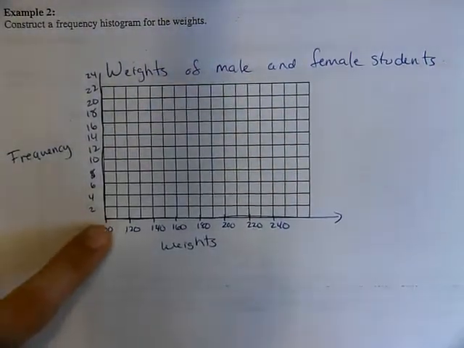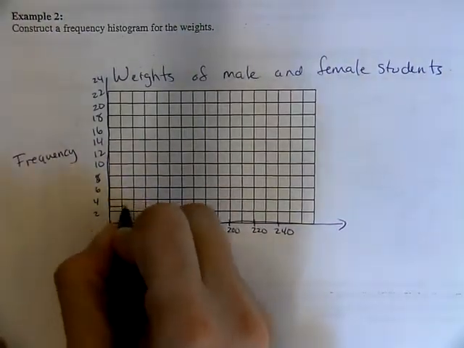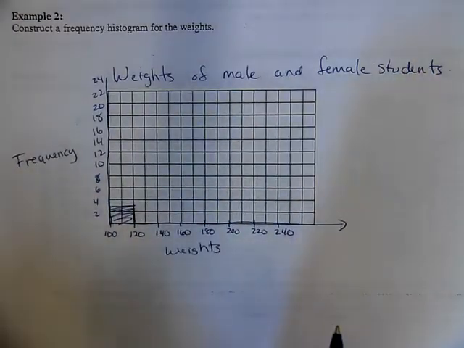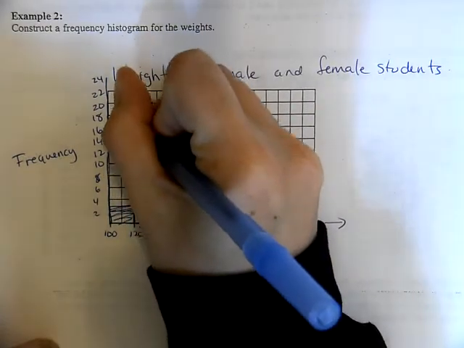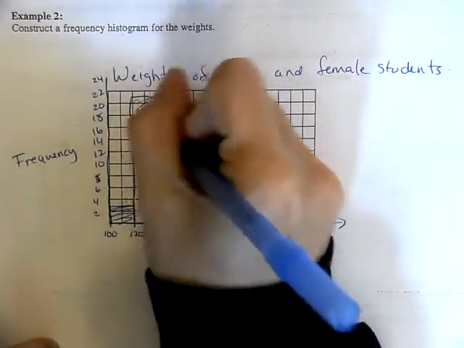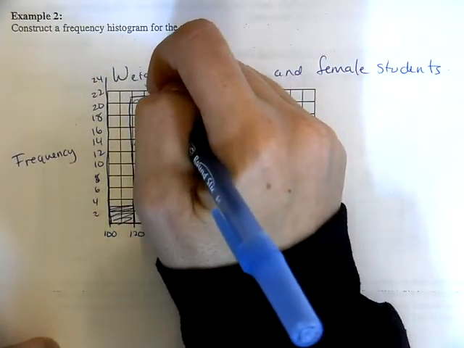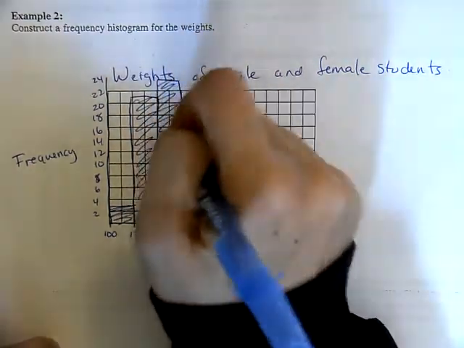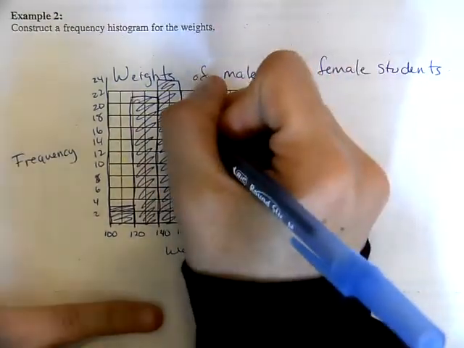For 100 to 120, we had a frequency of 3. Again, I'm going to show you so you can see it better. 120 to 140 was 21. I'm going to go all the way up and over and down. 140 to 160 is where we had 24, so I'm going to go off. 160 to 180 was 19.